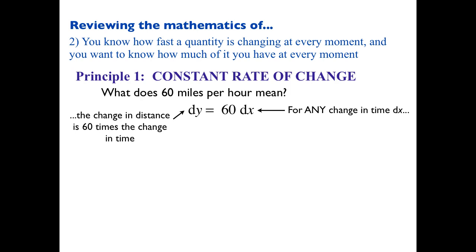Multiplying by 60, right? So in half an hour, multiply by 60, you get a change in distance of 30 miles. In 5 hours, multiply by 60, you get a change in distance of 300 miles. Okay? So this dy equals m dx does a lot for us. The first thing it does is give us a way of understanding this number of a constant rate of change, 60.